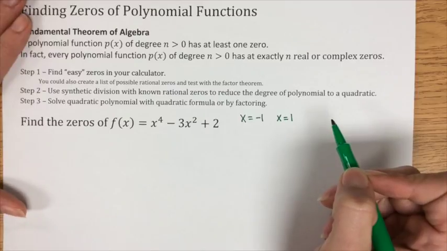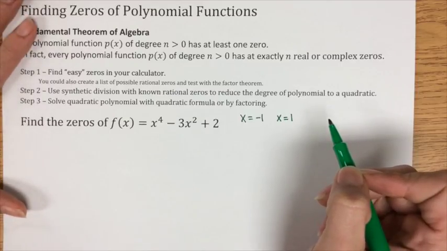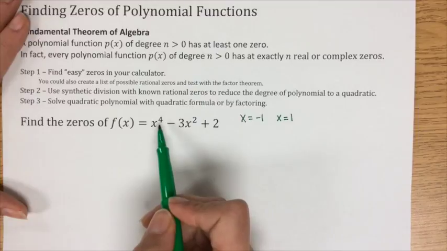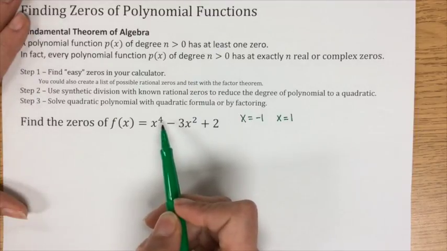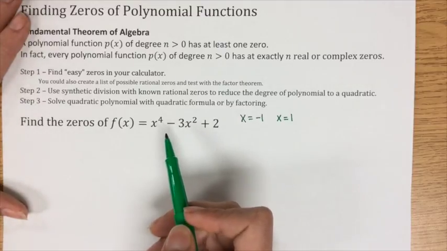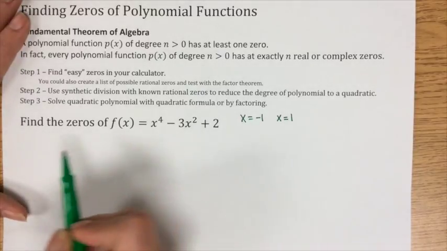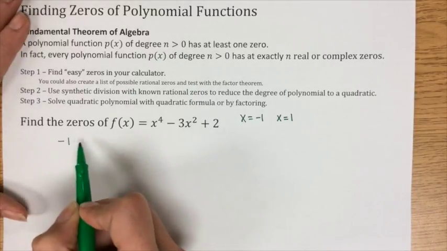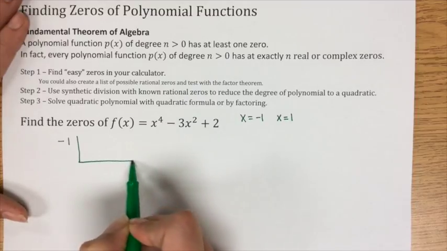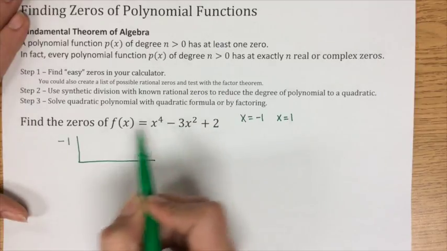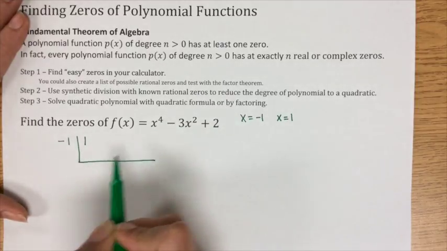Next, we're going to use synthetic division. Every time you do synthetic division, you will lower the degree of your polynomial by 1. And if we can bring this degree down to a 2, we can easily solve any quadratic using the quadratic formula. So let's get started. Synthetic division, we're going to put our 0 on the outside. So we're going to put -1, and then we do this half box, and we're going to put our coefficients inside. Now we have x to the 4th, so the coefficient there is 1.